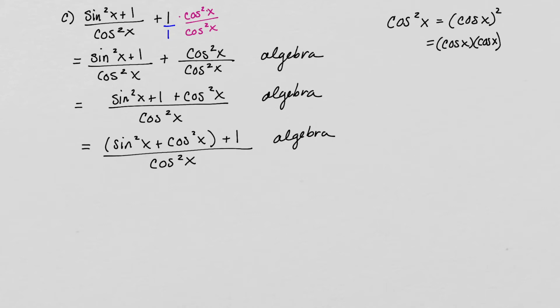Okay. So I rewrote this here. I happen to rewrite this because now I have a sine squared x plus a cosine squared x. Does anybody remember what the Pythagorean identity tells us that's equal to? Yeah, 1. So this is equal to 1 plus 1 over cosine squared x. And that's because I used the Pythagorean identity.